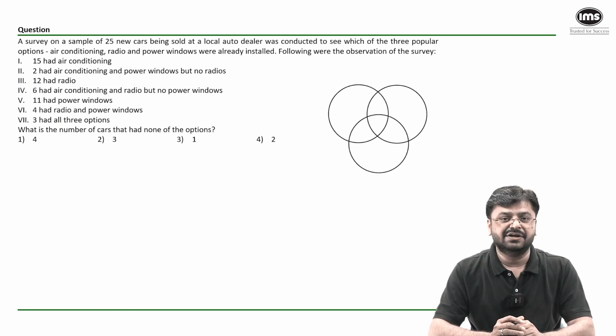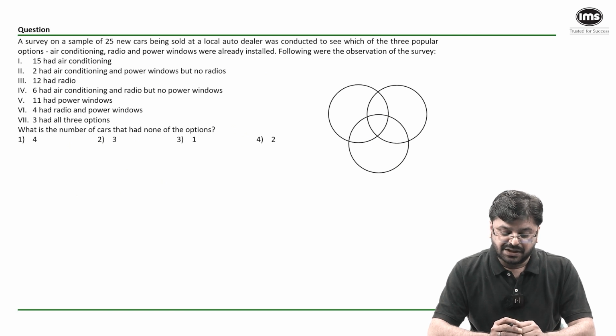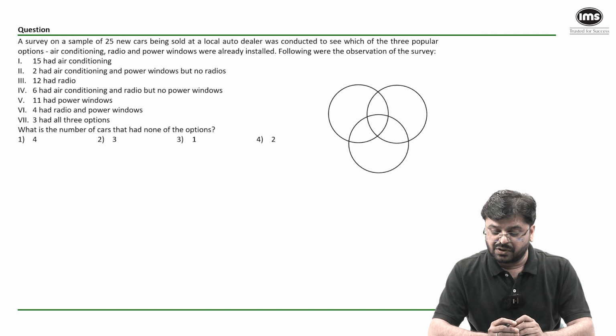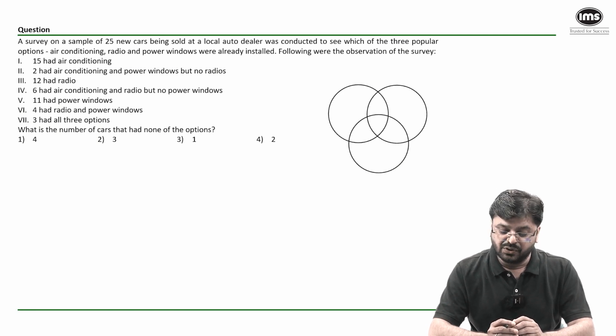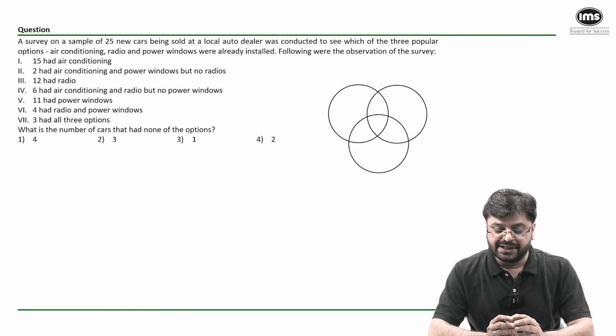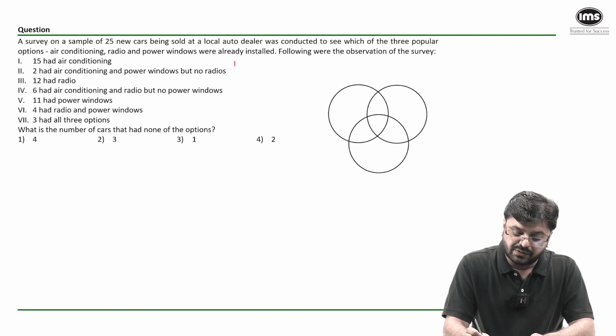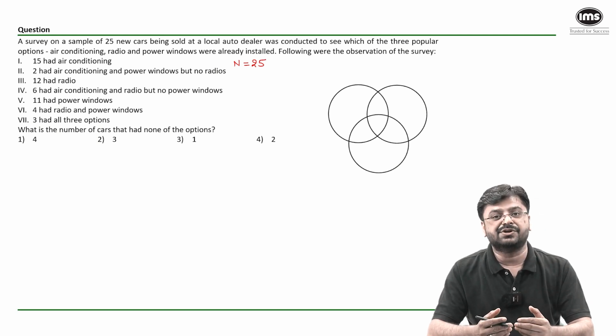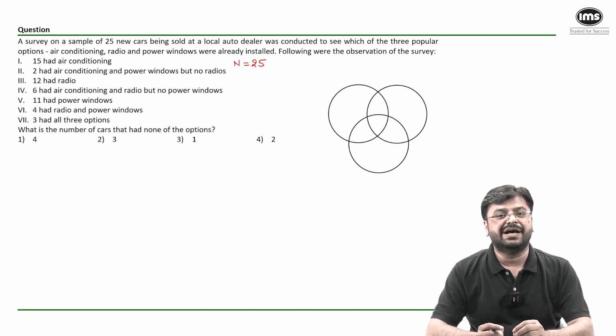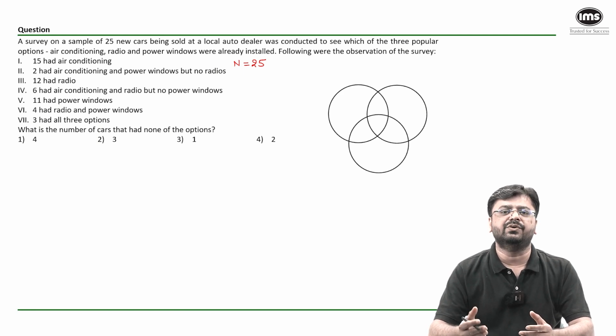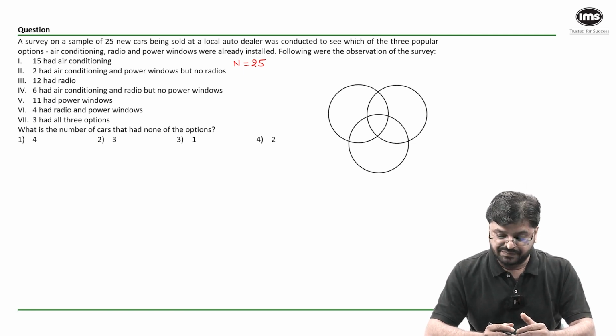Next question is here from the topic set theory. A survey on a sample of 25 new cars being sold at a local auto dealer was conducted to see which of the 3 popular options, AC, radio and power window, were already installed. So the survey is conducted over 25 cars. And since it is not mentioned that every car will have at least one of the 3, it is basically a universal set. It may not be A union B union C till the time they mention it.